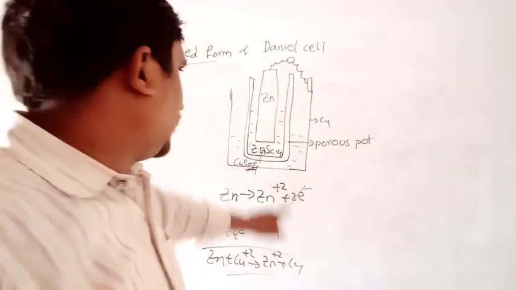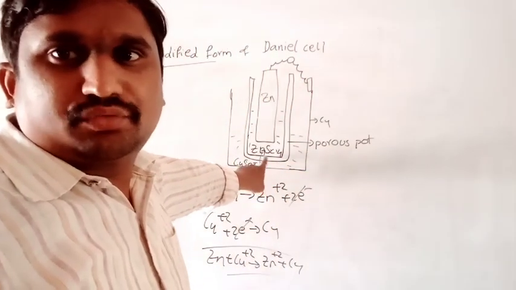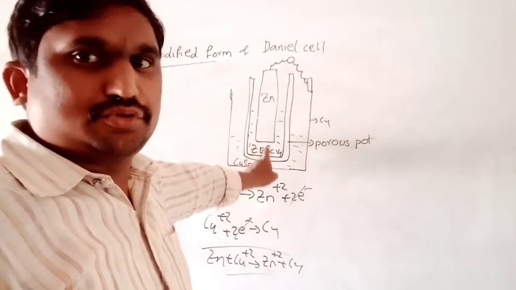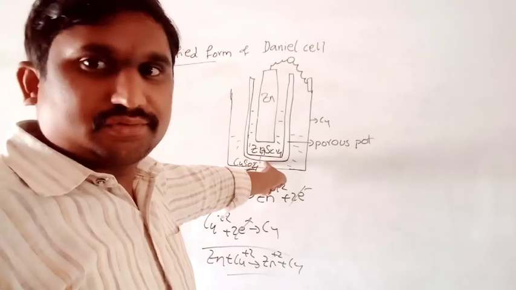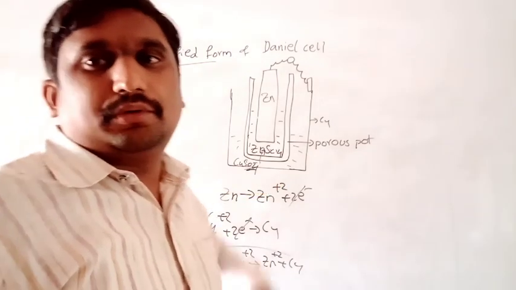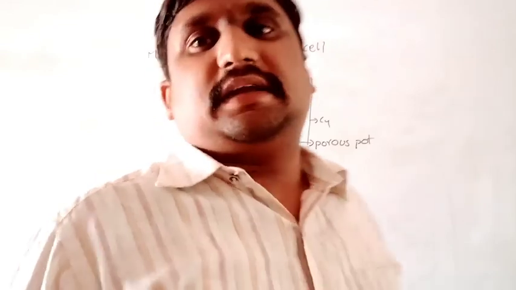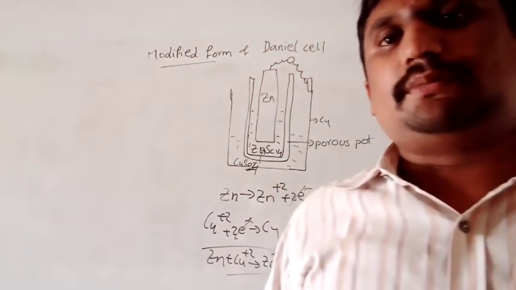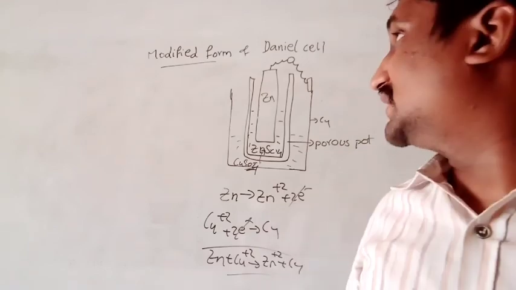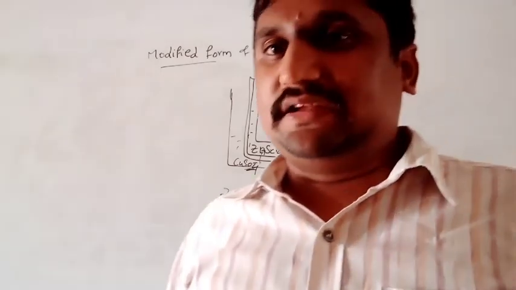We know that in the cathode, negative charge will be created due to the excess of sulfate ions. In the anode, we get an excess of positive charge. Now, due to the movement of the negatively charged sulfate ions from cathode to anode, neutrality will be maintained and the cell will function in a normal manner. This is the modified form of Daniell cell.